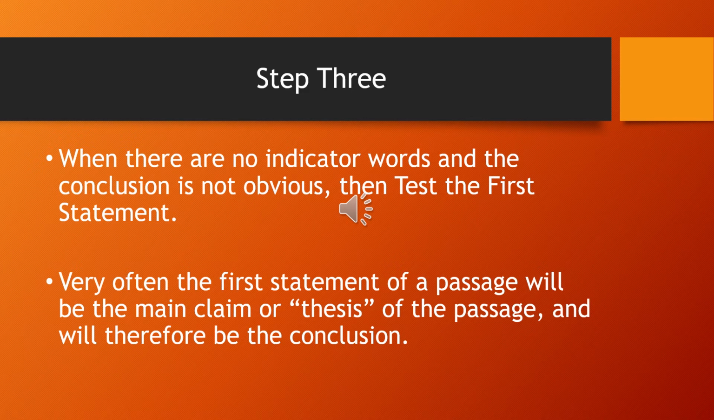Now, this is not foolproof. There will be some arguments where the conclusion is not the first statement, even though there's no indicator. However, in the vast majority of cases, when there's no indicator word, the conclusion will usually be the first statement. Now, you can't use that rule to go on autopilot. You still have to think through the argument and ask yourself, is the rest of the passage providing support for this initial statement? And if the answer is yes, then that initial statement is the conclusion, and the rest of the passage is the premises or the support for that conclusion.